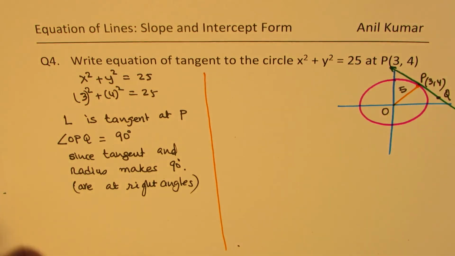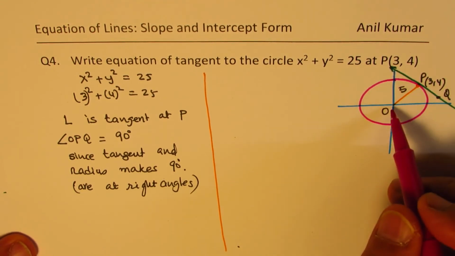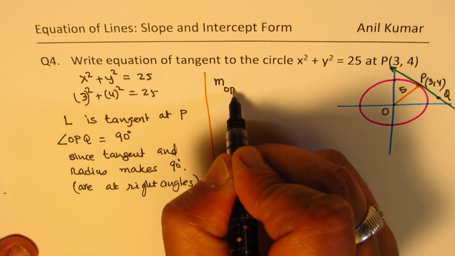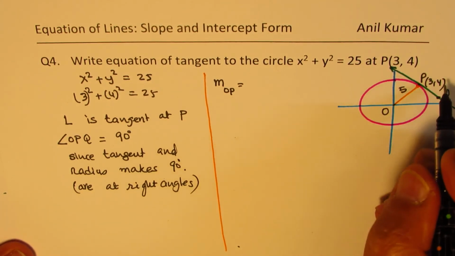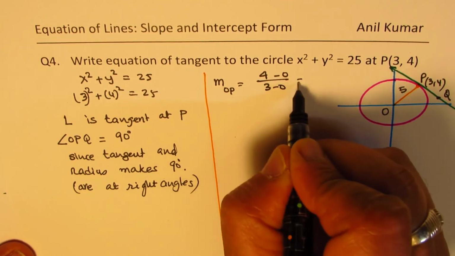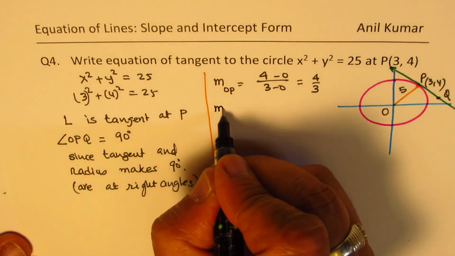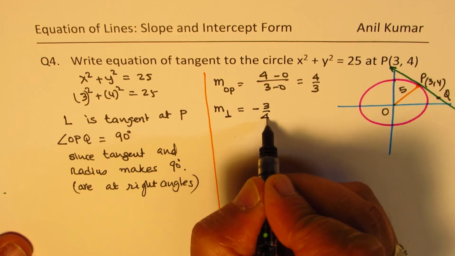Is that clear to you? So that's a huge concept. You should remember this, right? Now, let's find the slope of OP, right? So the first step is we'll find the slope m of O to P, the radius which makes an angle with the x-axis, right? So slope will be 4 minus 0 over 3 minus 0, which is 4 over 3. The slope which is perpendicular will be the negative reciprocal, so minus 3 over 4.